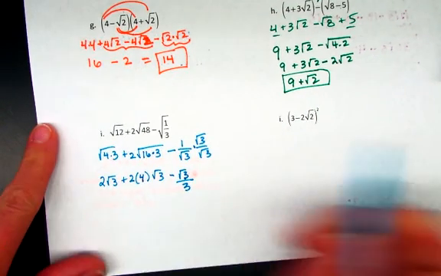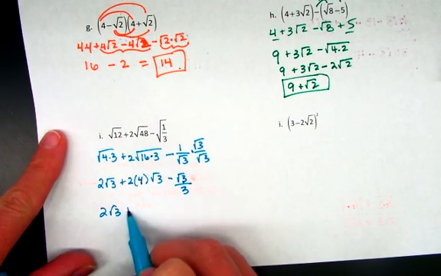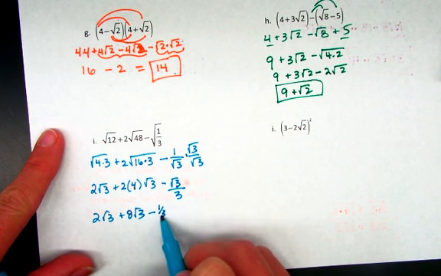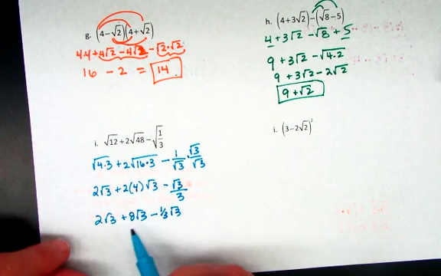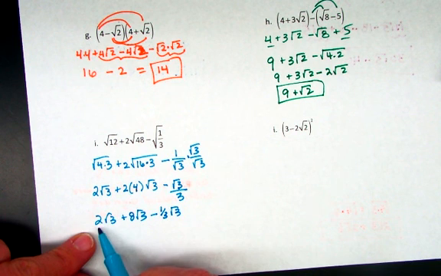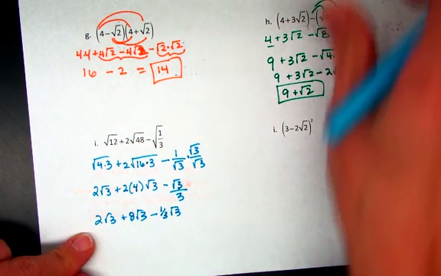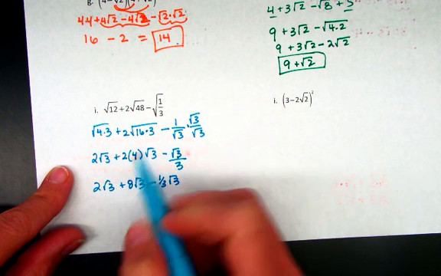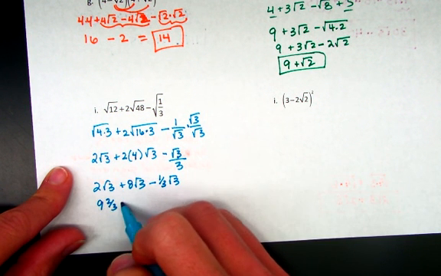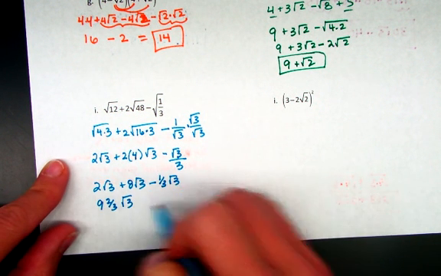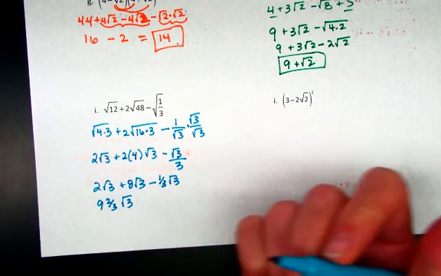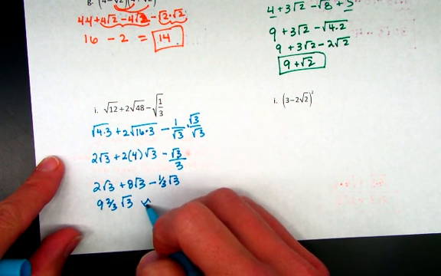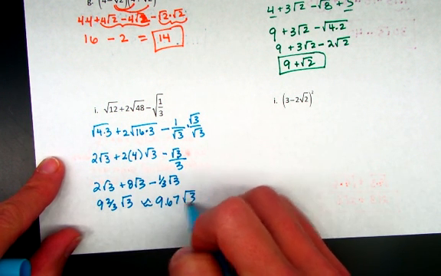So this becomes 2 root 3 plus 8 root 3 minus, this is the same thing as 1/3 times root 3. So we have 8 plus 2 is 10 minus 1/3. It depends on how you want to do this. So 10 minus 1/3. You could do 9 and 2/3 root 3, or you could put that in your calculator, the 9 and 2/3 part, and you would get 9.67 root 3.